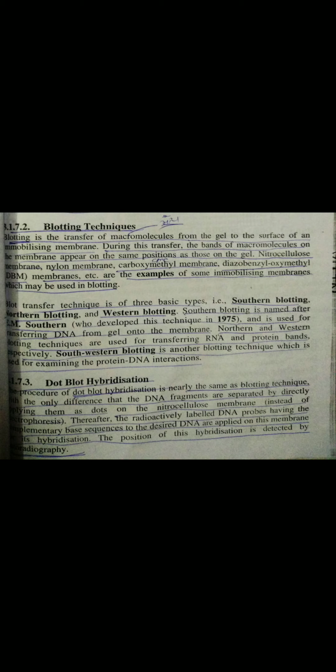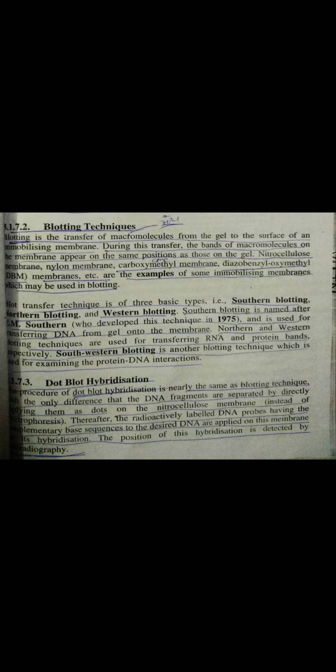Next is the blotting technique. It is the transfer of macromolecules from the gel to the surface of an immobilized membrane. Examples of such membranes are nitrocellulose membrane, nylon membrane, and carboxymethyl membrane. These types of membranes are used, and on this membrane the macromolecules that are present on the gel are transferred. So from the gel it is transferred onto the immobilized membrane.